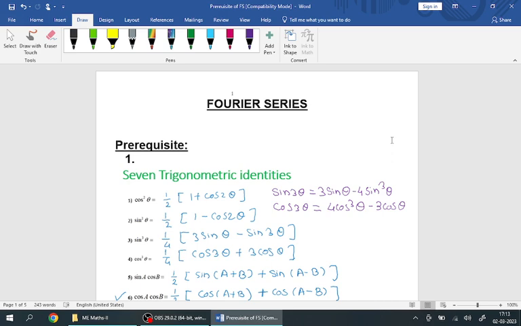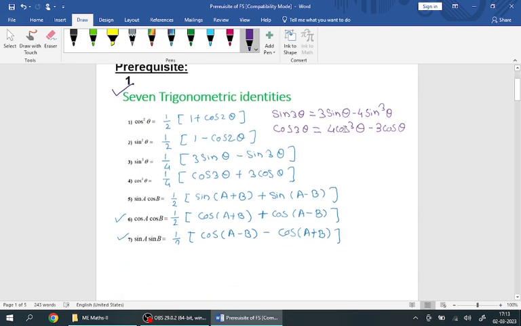Obviously, the prerequisite to learn the Fourier series. Now, the prerequisite of a Fourier series is much similar to the Laplace transform only. The first point that you should remember is the seven trigonometric formulae, seven trigonometric identities that you already used in Laplace transform. So the same trigonometric identities are again required in Fourier series.